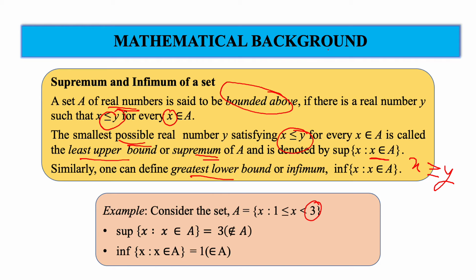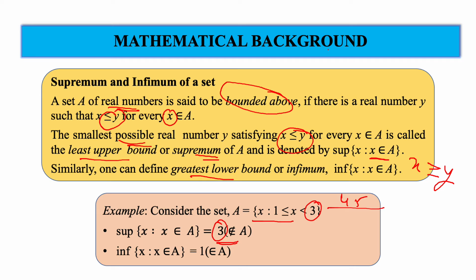Now if you take the supremum of this set, any number greater than 3 is an upper bound. 4, 5, even 3 are upper bounds for this set. But then among all those numbers, what is the least upper bound? The least upper bound or supremum is 3. And you will note that 3 doesn't belong to the set A. So the supremum need not belong to the set.